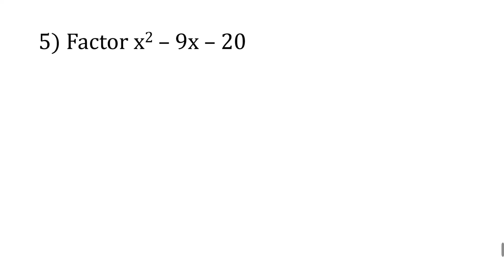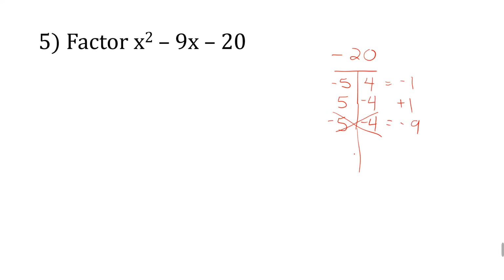Okay, let's do x squared minus 9x minus 20. So I'll start with minus 20. I'm going to look at 5 and 4. Well, I want to multiply to get a negative 20. So negative 5 and positive 4 multiply to that, but when I add them, I get negative 1. 5 and negative 4, I would get positive 1. Now, if I could do negative 5 and negative 4, that gives me negative 9. But those don't multiply to give me negative 20. That would multiply to give me positive 20. So we can't even use that one.